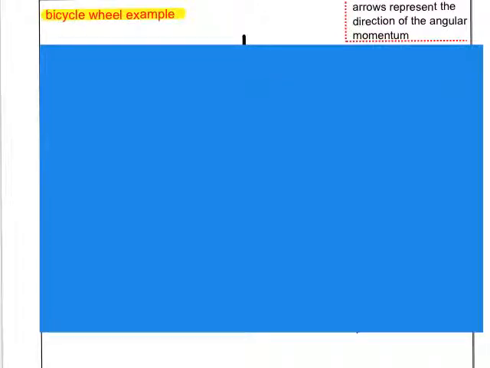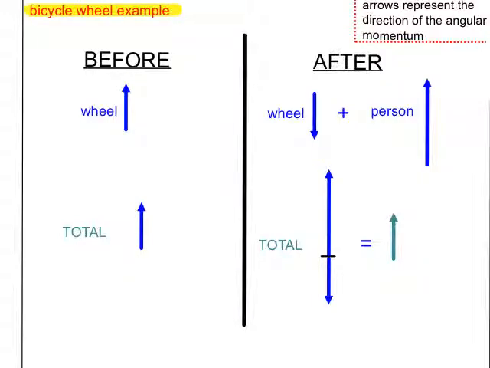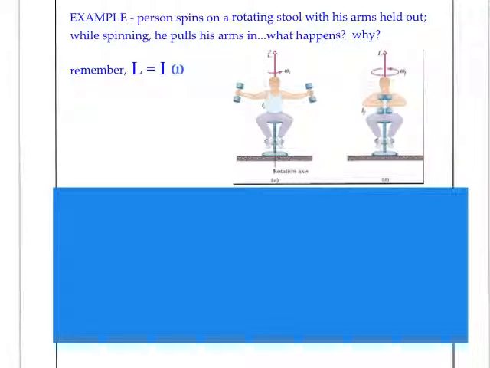In your notes for the bicycle wheel example, this is something that we're going to do in class together, so just leave some space and we'll revisit this when I see you in person. Again, another example you can look forward to. We are going to ask for volunteers to sit on a rotating stool, and I will put weights in your hands and spin you around, and then I'm going to ask you to pull your arms inward. And we will discuss what happens and why according to the conservation of angular momentum.